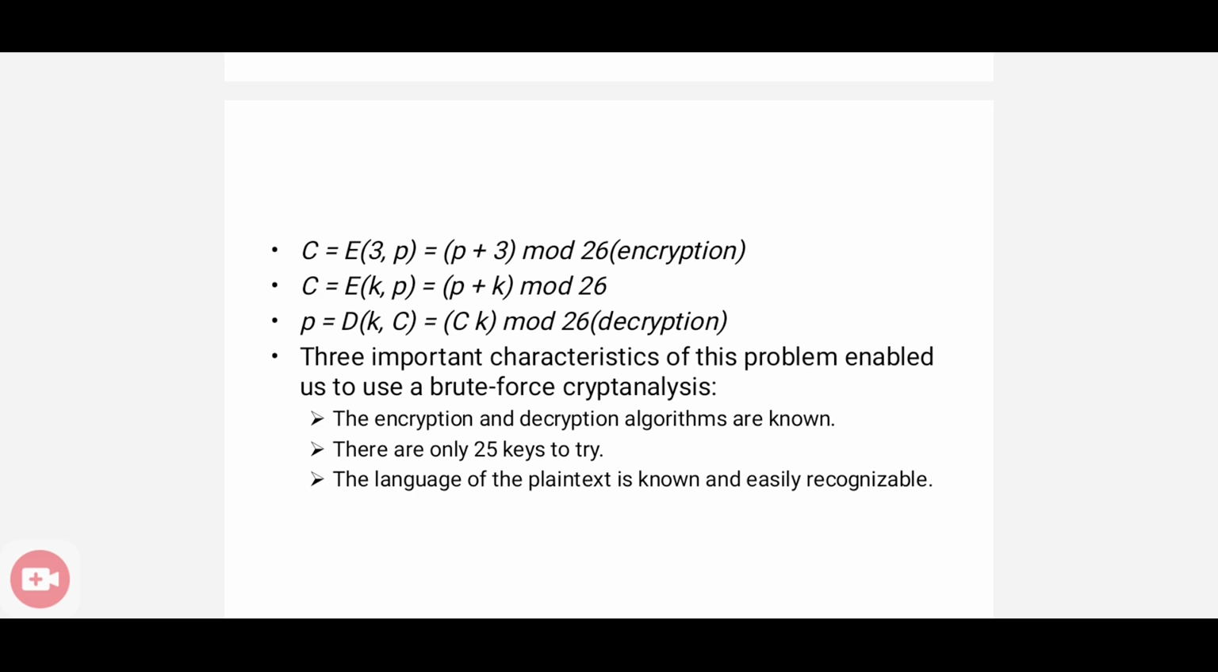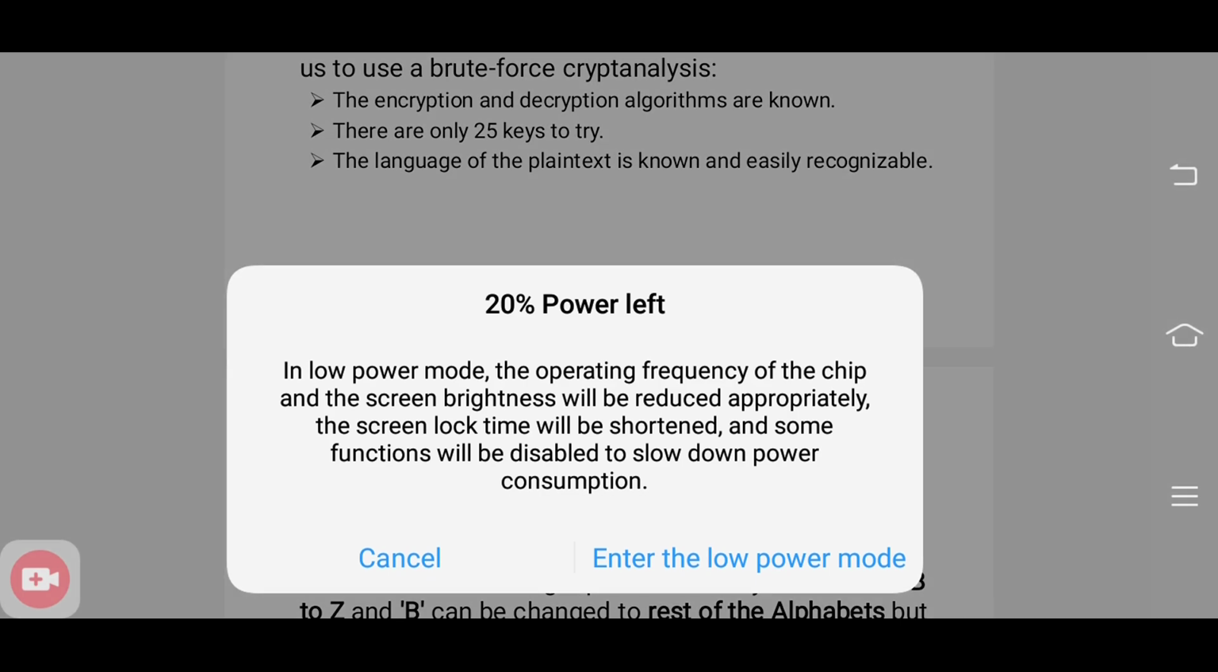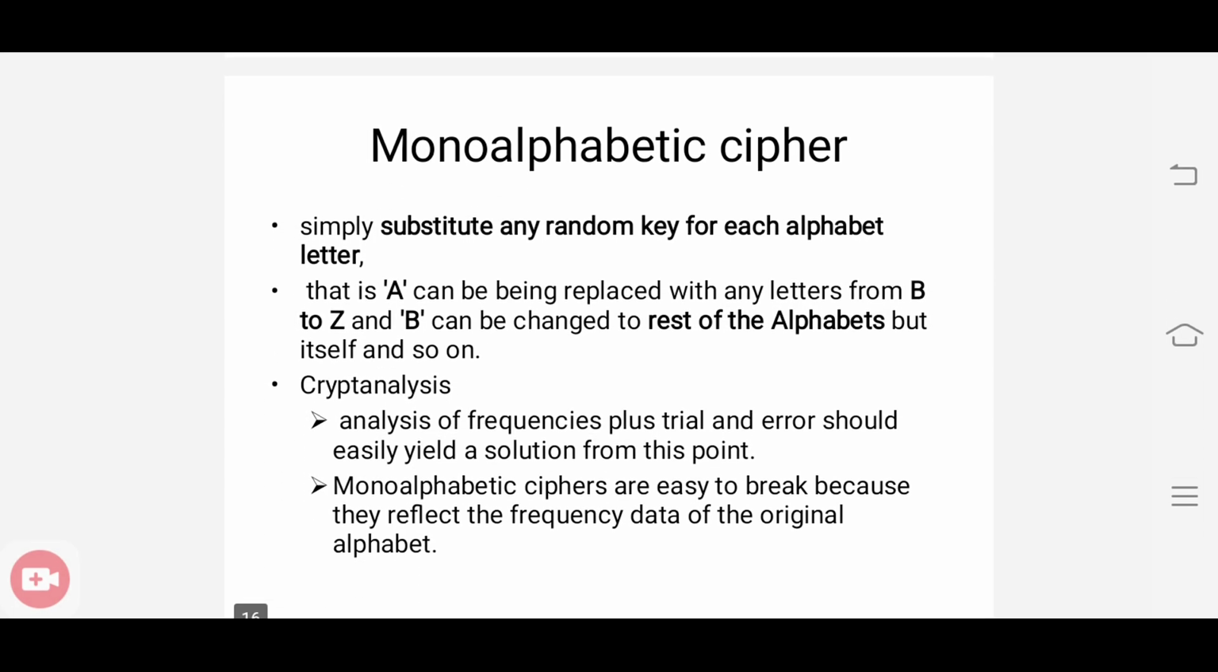Here 3 important characteristics of this problem enable us to use a brute force cryptanalysis here. First one, we already know the encryption and decryption algorithms. Also, there are only 25 keys to try, and the language of the plain text is known and easily recognizable. So by all these aspects, we can easily break this Caesar cipher mechanism. Okay, so first substitution mechanism is Caesar cipher. And the second one, it is monoalphabetic cipher.